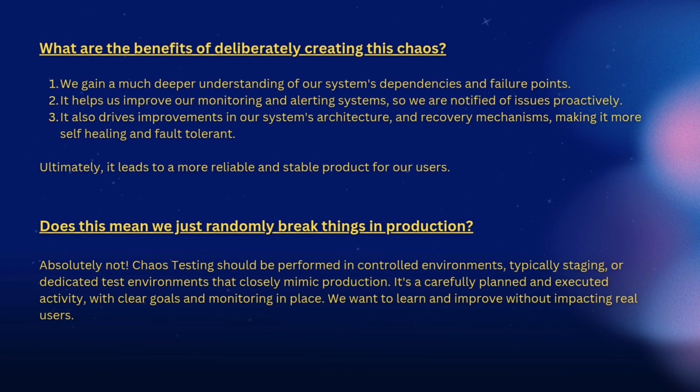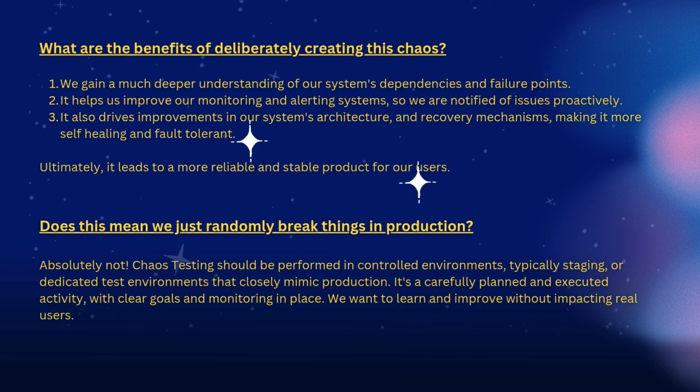And what are the benefits of deliberately creating this chaos? The benefits are significant. We gain a much deeper understanding of our system's dependencies and failure points. It helps us improve our monitoring and alerting systems, so we are notified of issues proactively. It also drives improvements in our system's architecture and recovery mechanisms, making it more self-healing and fault-tolerant. Ultimately, it leads to a more reliable and stable product for our users.